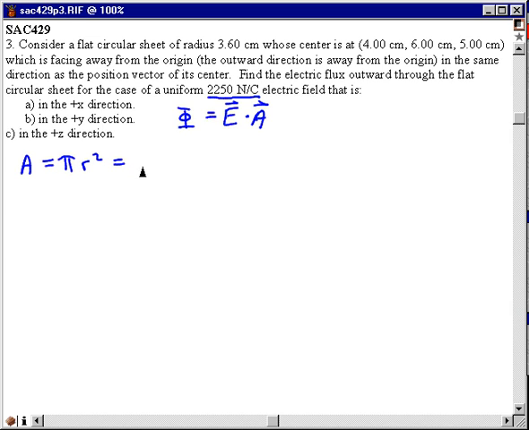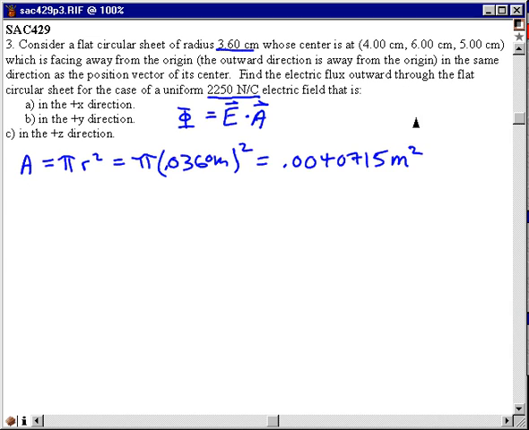That'll be pi r squared, which in this case is pi times 0.036 meters squared, or 0.004071 meters squared. That's too many sig figs, but it's just an intermediate result, so I'll drag along some extra sig figs there. And now I've got to get the direction associated with that.